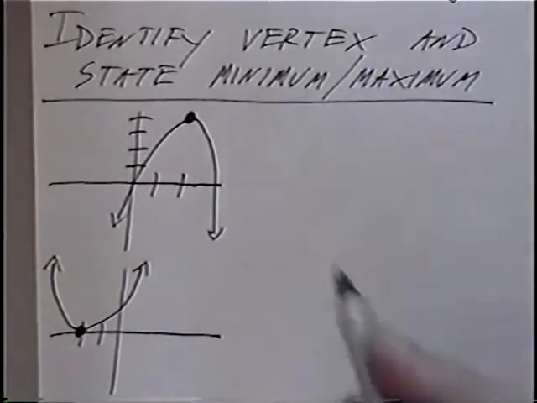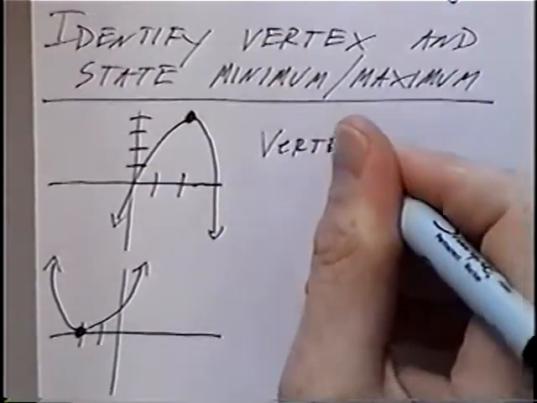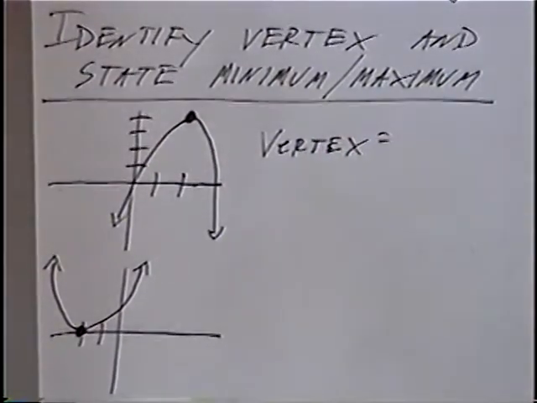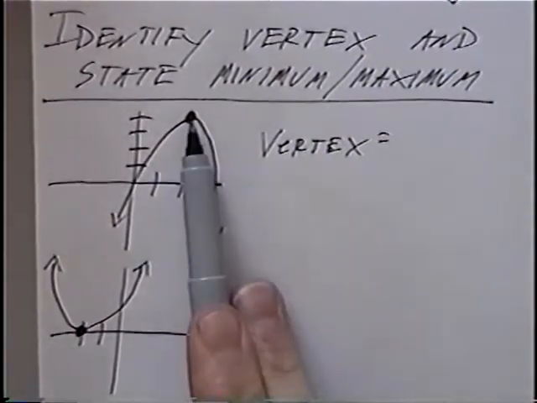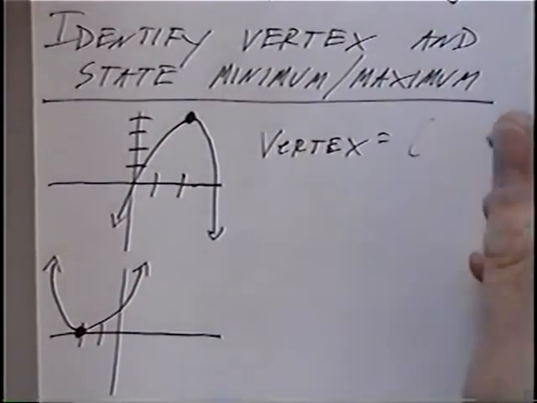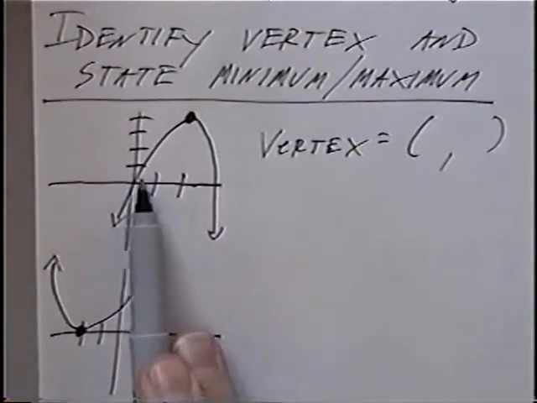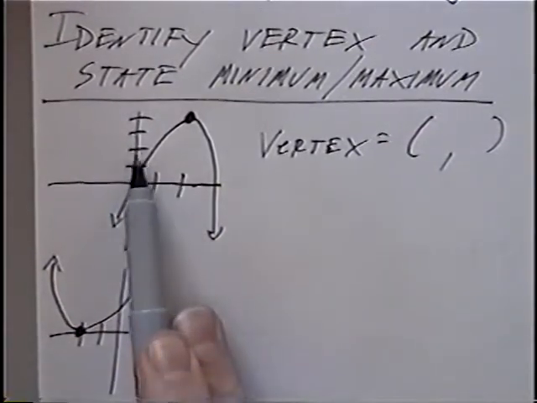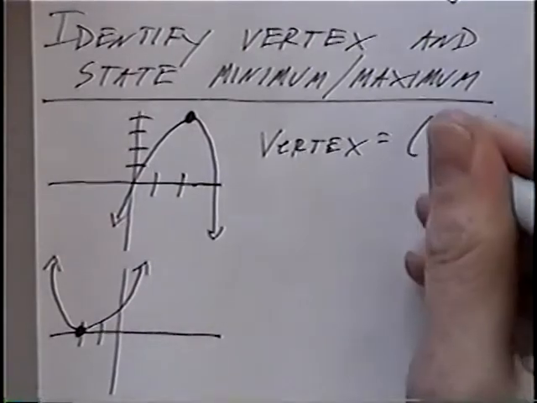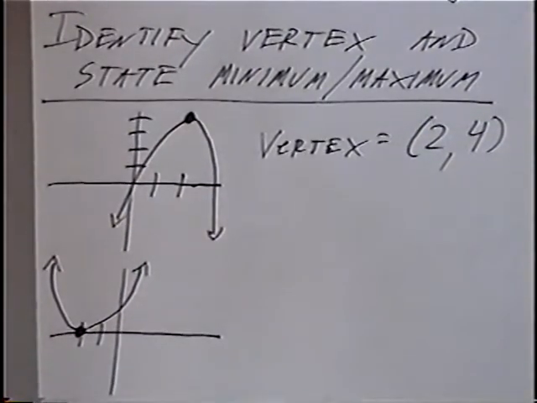If you look at the first graph, we can find the vertex. Again, the vertex is the point on top of this graph where the parabola turns upside down. And we'll list the point as an x, y comma point. This point is 2 spots to the right and 4 spots up. So the point of the vertex would be 2, 4.